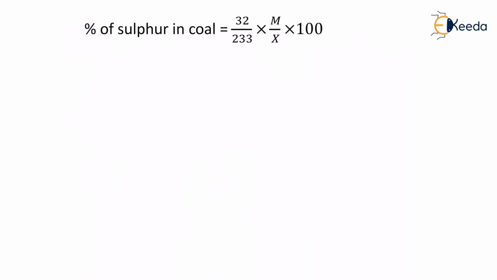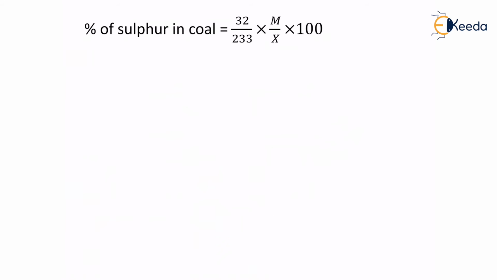Percentage will be how much? Now, percentage is in the entire coal, in the entire amount of coal. So it is 32 upon 233 into m upon x into 100. Now why have we done into 100? Because we are finding out the percentage of sulfur, and whenever we find out the percentage we do into 100.